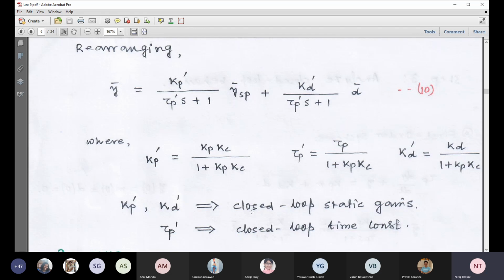So, we started with the first order process. Then we added proportional action. Then we get the closed loop process. So what do you think? Is there any change of order? I repeat my question. We have taken a first order open loop process. Then we have added one P only controller. Then we get the closed loop process in terms of equation 10. Is there any change of order?